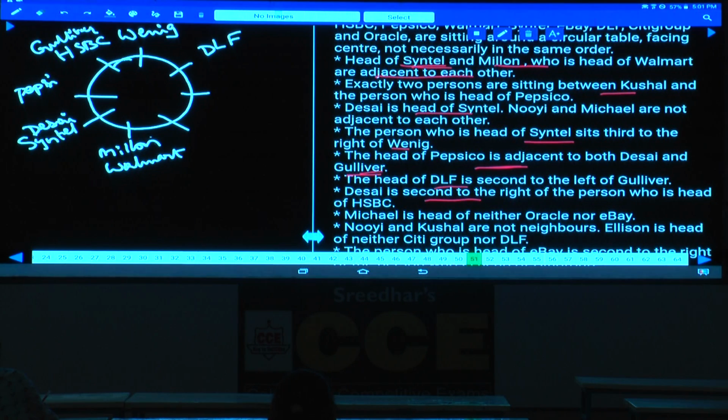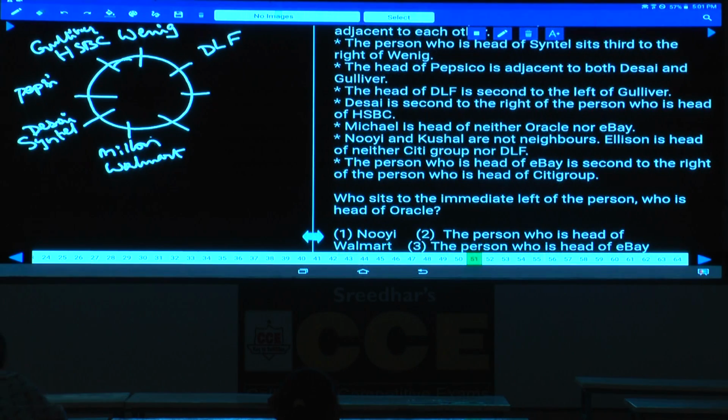And Michael is the head of neither Oracle nor eBay. Nui and Kushal are not neighbors, and Ellison is the head of neither Citigroup nor DLF. Then the person who is the head of eBay is seated second to the right of the person from Citigroup. Now it's here, eBay and Citigroup. Now here in all these cases, eBay and Citigroup cannot be here, isn't it? And can eBay be at this place?